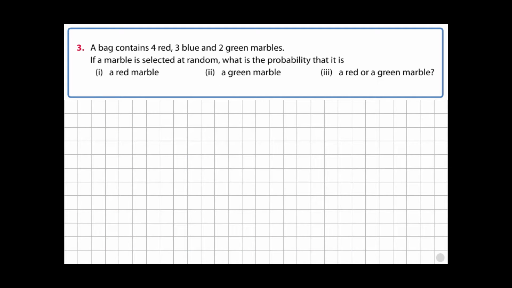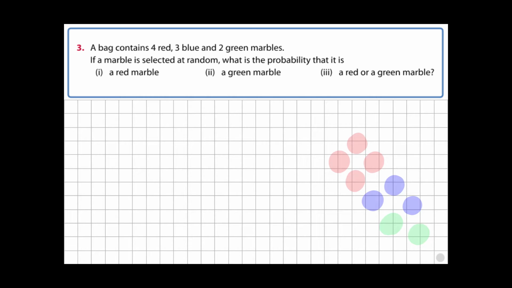Okay, so question 3. A bag contains 4 red, 3 blue, and 2 green marbles. If a marble is selected at random, what's the probability that it's going to be red? Now, again, these are very easy if you just do them as they are, right? So let's just have a look. We've got 4 red. So just to make this more visual for you, 1, 2, 3, 4 red. 3 blue, 1, 2, and 3. And 2 green. So 1 and 2. So you should be able to see them there, right?